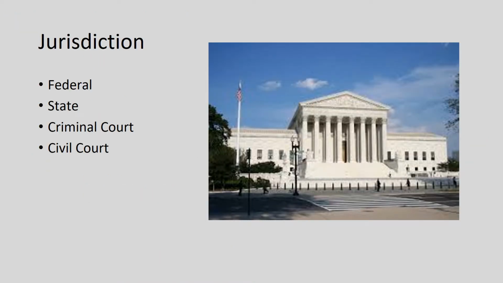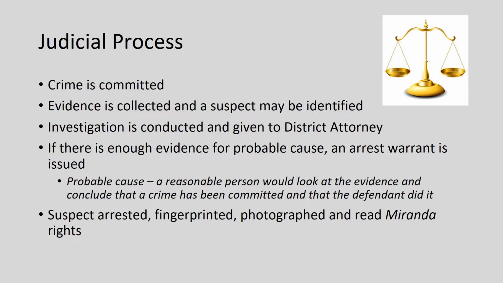All right, jurisdiction. So we have different levels of jurisdiction. We have federal, state, criminal, and civil court. The judicial process. All right, a crime is committed, and then evidence is collected, and a suspect may be identified. The investigation is conducted, and then it is given to the district attorney. If there's enough evidence for probable cause, an arrest warrant is issued.